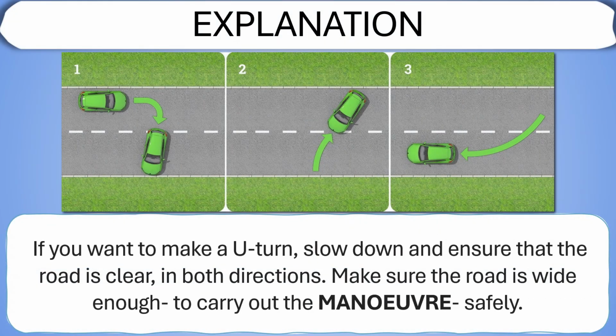Explanation. If you want to make a U-turn, slow down and ensure that the road is clear in both directions. Make sure the road is wide enough to carry out the maneuver safely.